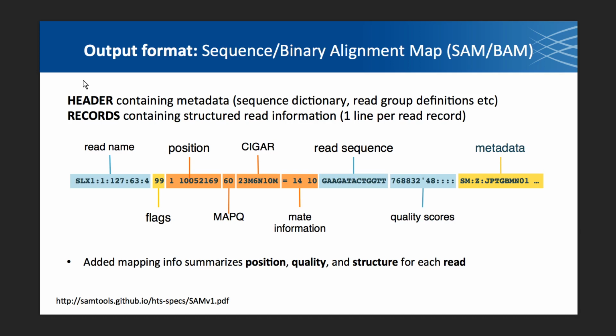The cigar string we'll talk about more later, but it basically tells us how the read is actually aligned to the reference, right? Because the read might not be exactly correct in place. There might be some insertions or deletions or parts that the aligner says, actually, this doesn't fit at all. So all that information goes into the cigar string. Mate information: remember the reads came in two sides, read 1 and read 2. So the mate information tells us where the other mate is aligning to.